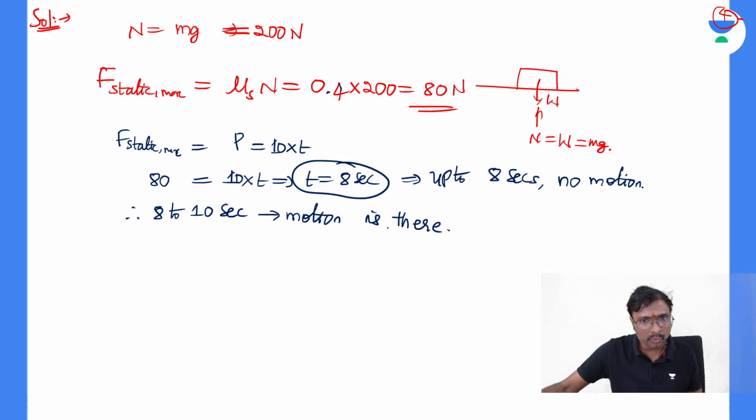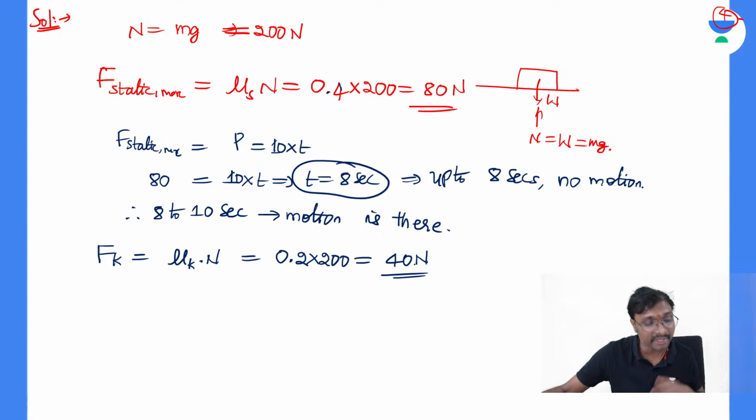So now tell me, what is Fk? Kinetic friction is the kinetic coefficient of friction into the normal reaction. The kinetic coefficient is 0.2 and the normal reaction is 200, so 0.2 into 200 is 40 newtons. 40 newtons is the kinetic frictional force. So now tell me, what is the average applied force?